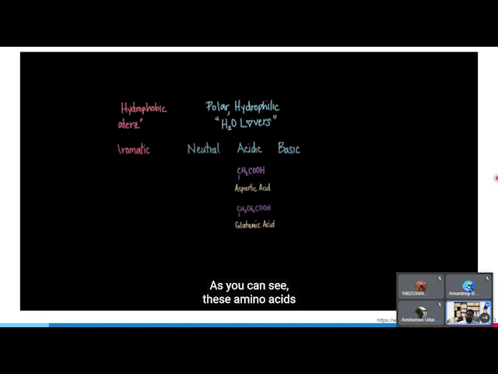As you can see, these amino acids have a carboxylic acid as part of their side chain, which is a very willing, strong hydrogen donor, which qualifies these amino acids as acidic. When these side chains do donate their hydrogen and they're left in anion form, then in that case, we refer to them as aspartate and glutamate, respectively. So you might see them referred to in that way.